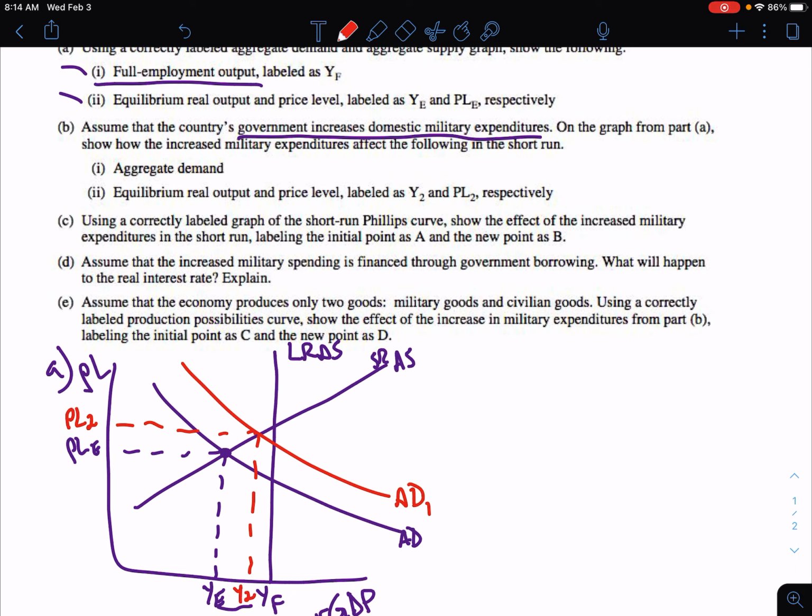Okay, we're going to skip the Phillips curve for now. You don't know that, and we will definitely study it. You will know this in the future, but not yet.